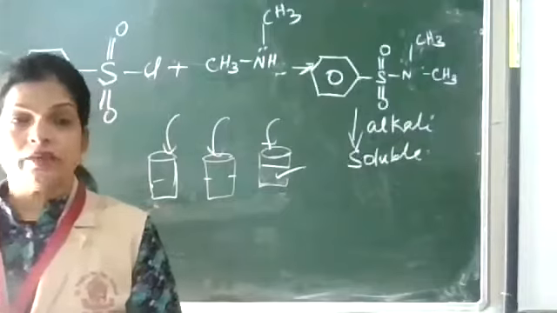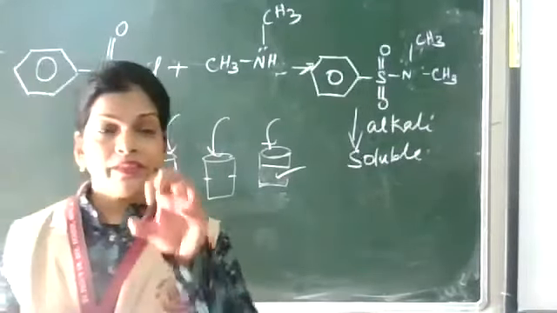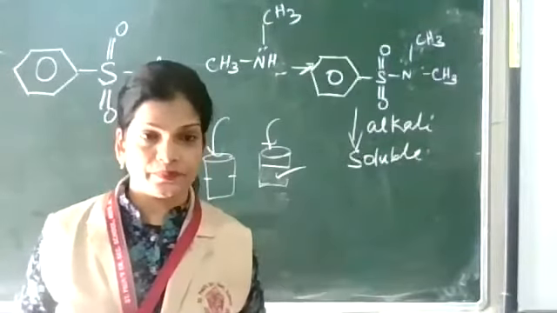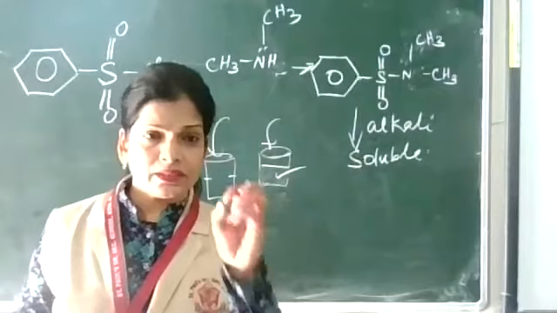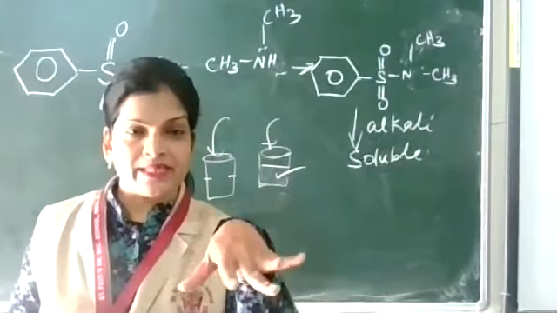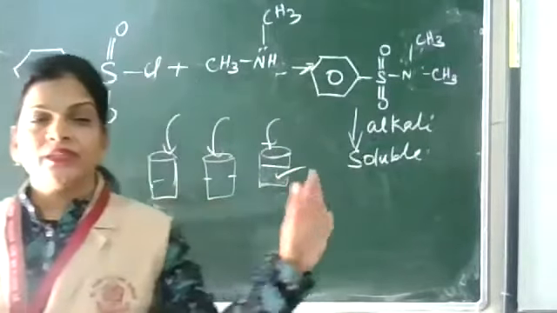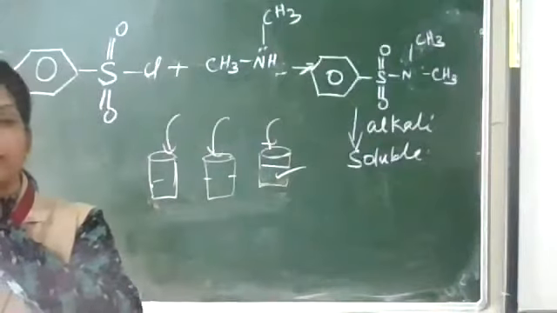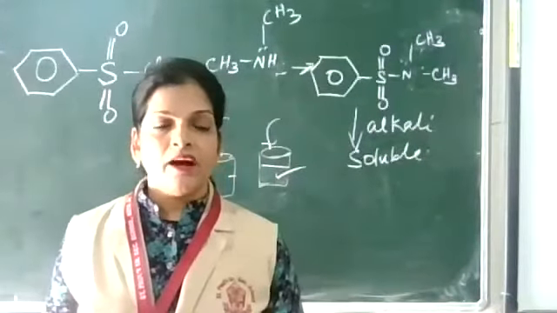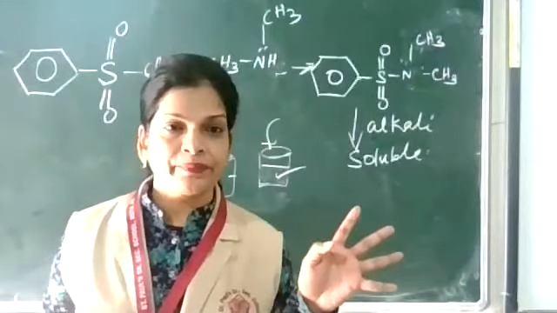You can say, okay, this is primary. But by Hinsberg reagent, that is benzene sulfonyl chloride, you can make out whether it is primary, secondary or tertiary. The substance to be investigated, you take in a test tube, add benzene sulfonyl chloride. After that, you add alkali. If everything is soluble, it is primary. After adding all three, if it is insoluble, then it is secondary.